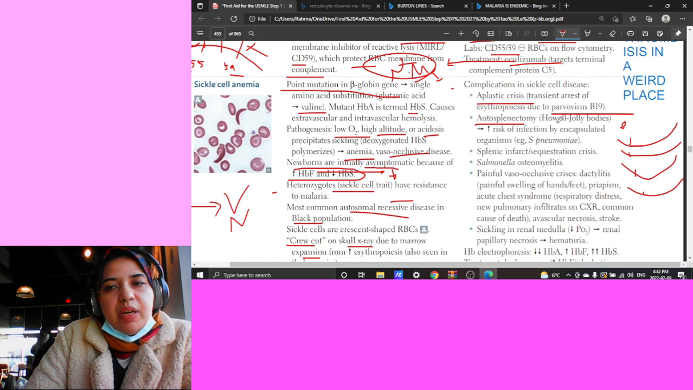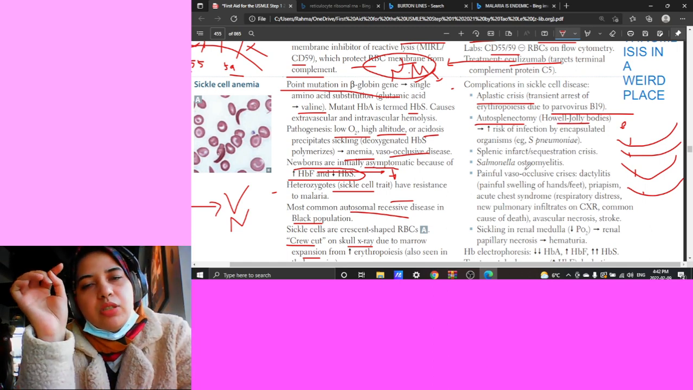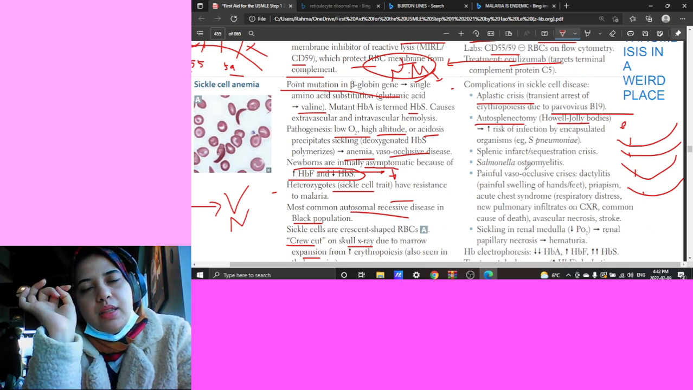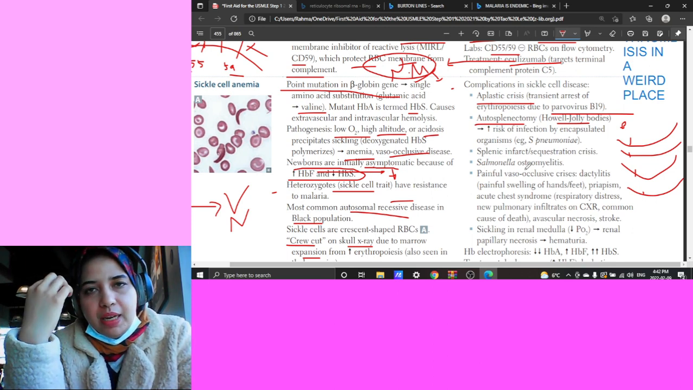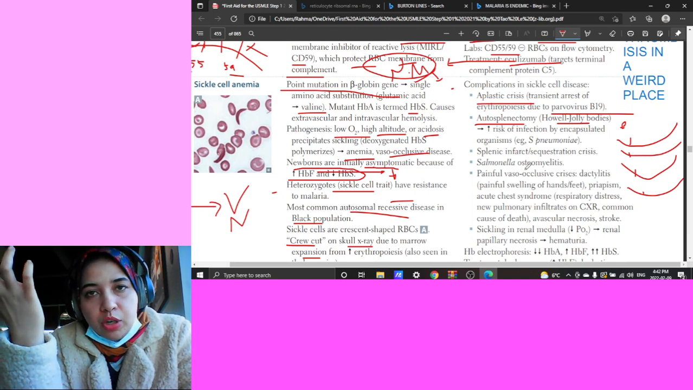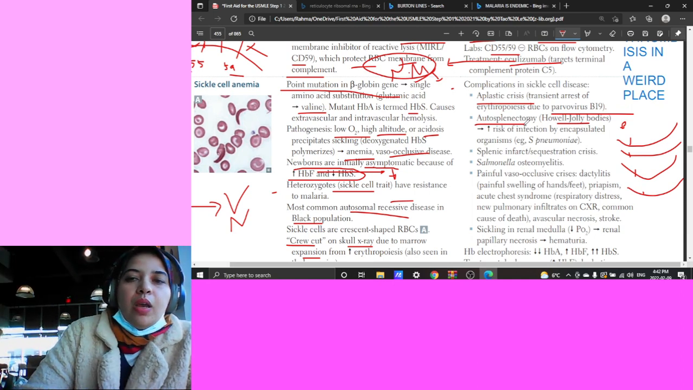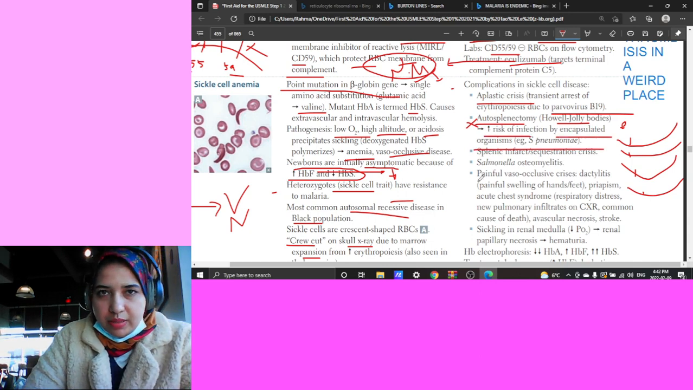You have autosplenectomy and Howell Jolly bodies. Don't forget that Howell Jolly bodies plus the target cells are what you see in splenectomy. So what ends up happening is you have these microinfarctions that keep happening in the spleen until the spleen is going to undergo autosplenectomy. When you don't have a spleen, you have increased risk of infection by encapsulated organisms like Streptococcus pneumoniae.